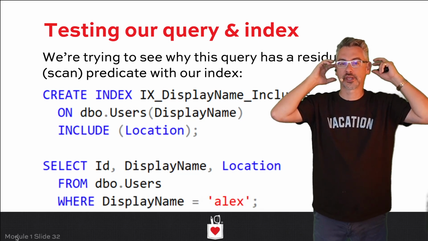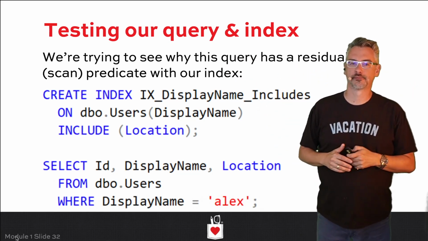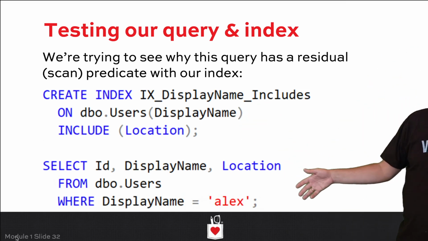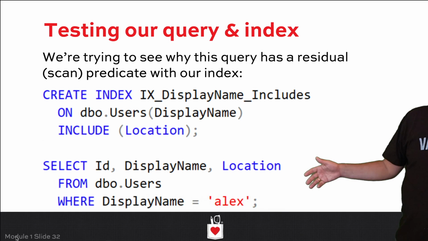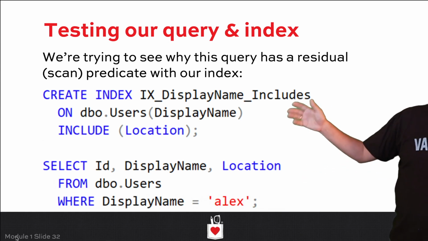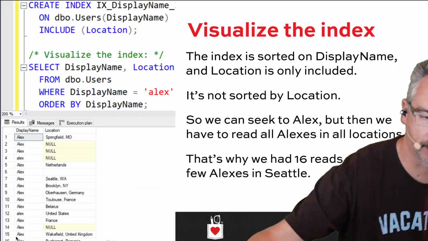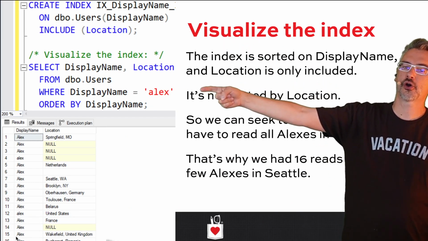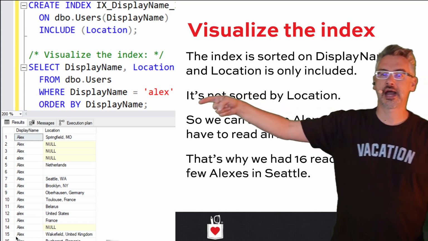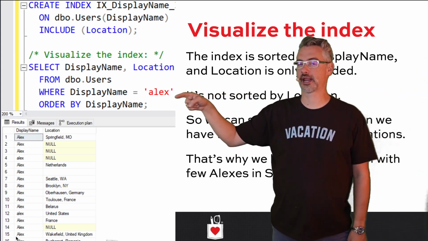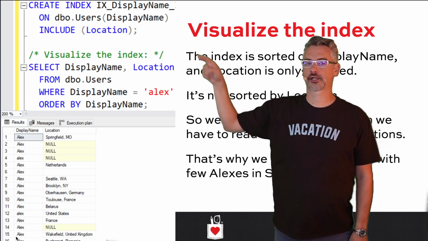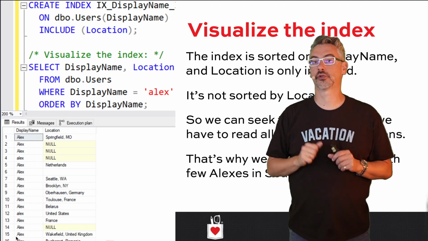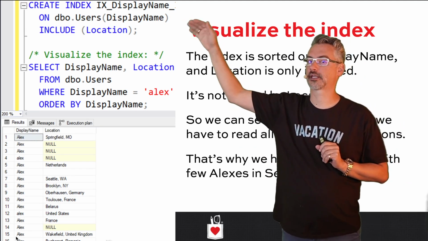So let's try it with ours. Let's create our index. Then let's go run our query. Show me the users where display name equals Alex. And if I'm looking at the visualization query to see what's inside the index, oh, my clicker stopped working there. If I'm looking at the query to see what's inside the index, show me where display name equals Alex, I am only ordering by display name. Because remember, in my index, they're only ordered by display name. They are not ordered by location because I didn't use location up inside the key.